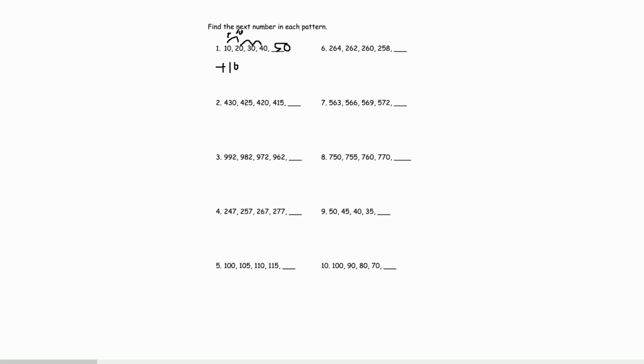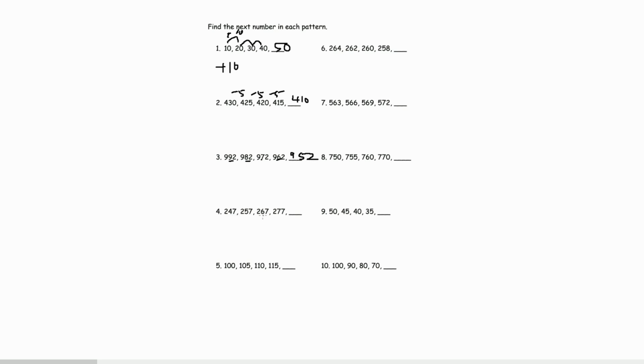From 430 to 425, that's going down by 5. Also going down by 5. Also going down by 5. So if the pattern continues, that would be 415 minus 5, which is 410. 992, 982, 972, 962. So you can see that the number in the middle is decreasing by 1, going down by 1, so that would be 952.